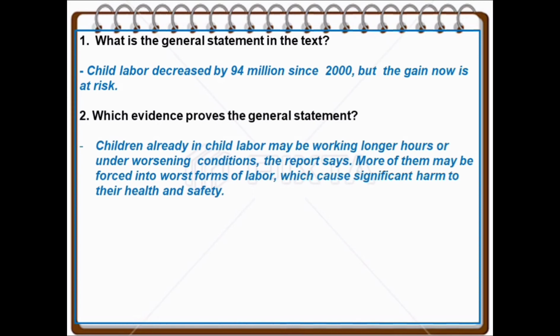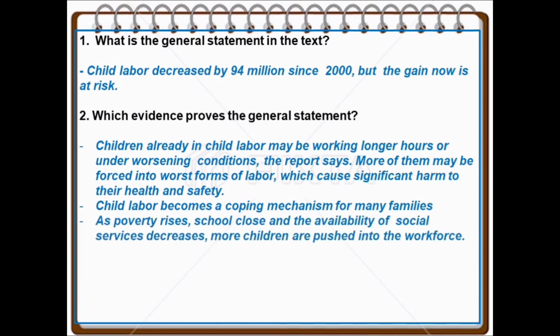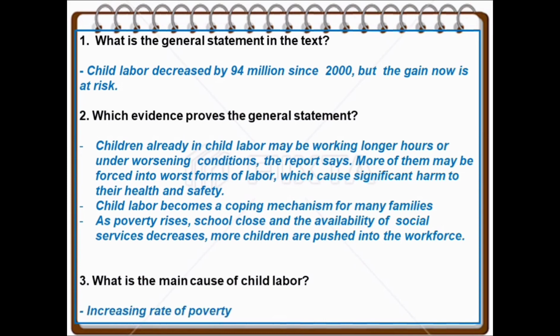Children already in child labor may be working longer hours or under worsening conditions, the report says. More of them may be forced into worse forms of labor, which cause significant harm to their health and safety. Child labor becomes a coping mechanism for many families. As poverty rises, schools close, and the availability of social services decreases, more children are pushed into the workforce. What is the main cause of child labor? Right, increasing rate of poverty.